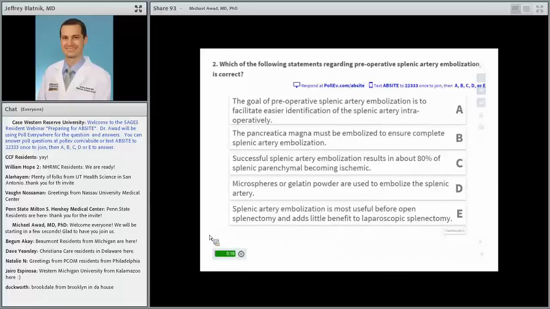So question number 2, which of the following statements regarding preoperative splenic artery embolization is correct? A, the goal of preoperative splenic artery embolization is to facilitate easier identification of the splenic artery intraoperatively. B, the pancreatica magna must be embolized to ensure complete splenic artery embolization. C, successful splenic artery embolization results in about 80% of the splenic parenchyma becoming ischemic. D, microspheres or gelatin powder are used to embolize the splenic artery. Or E, splenic artery embolization is most useful during open splenectomy and adds little benefit to laparoscopic splenectomy.